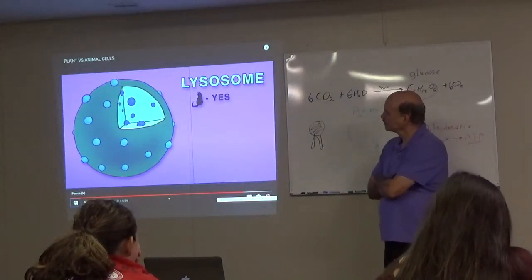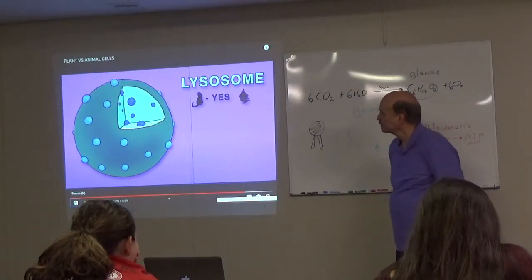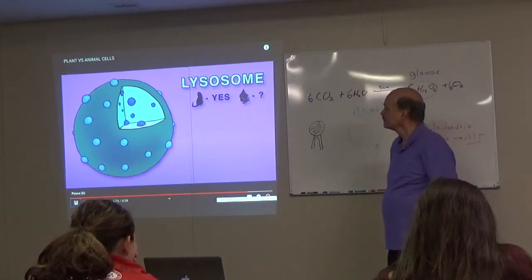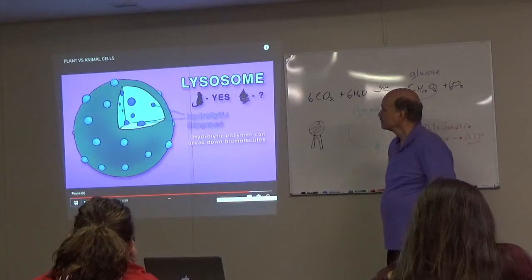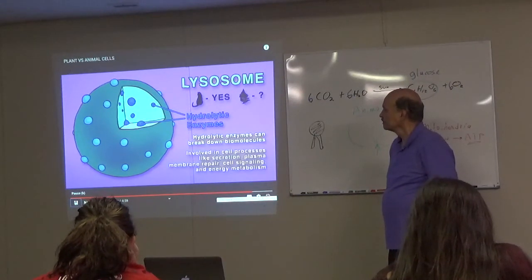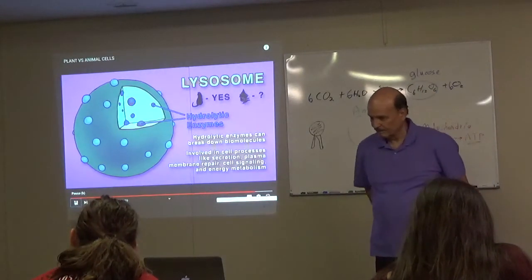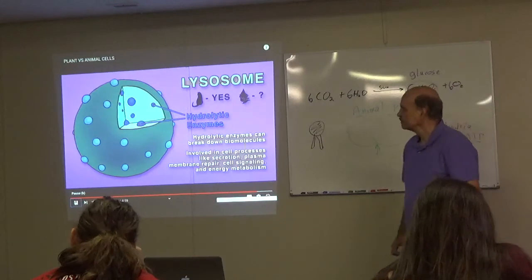Animal cells have clearly defined lysosomes. However, it's still debated whether some plant cells have them. Lysosomes are membrane-bound spherical vesicles containing hydrolytic enzymes that can break down biomolecules. They are involved in cell processes like secretion, plasma membrane repair, cell signaling, and energy metabolism.